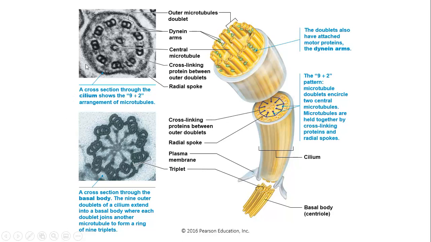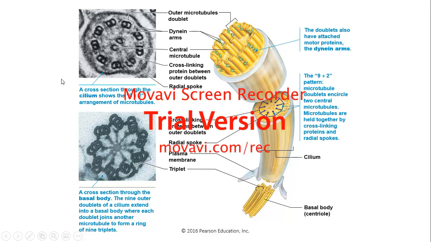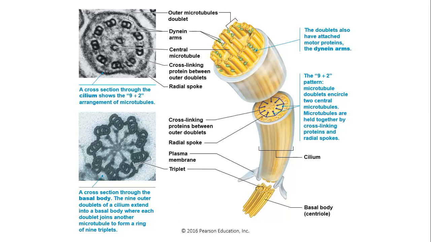All right, so now you can see very well through this cross section the 9+2 arrangement of the microtubules. In this 9+2 pattern, the microtubule doublets encircle 2 central microtubules. The microtubules are held together by cross-linking proteins and radial spokes, okay?